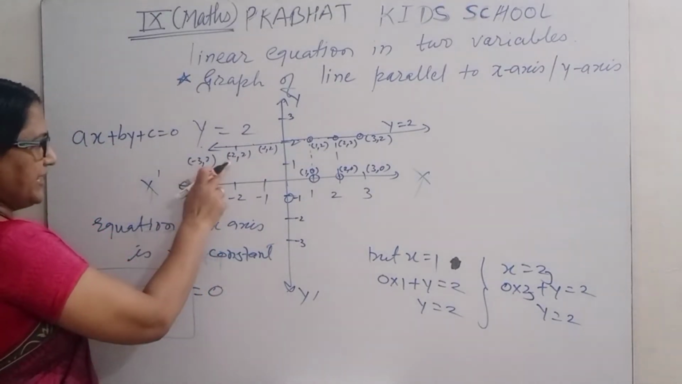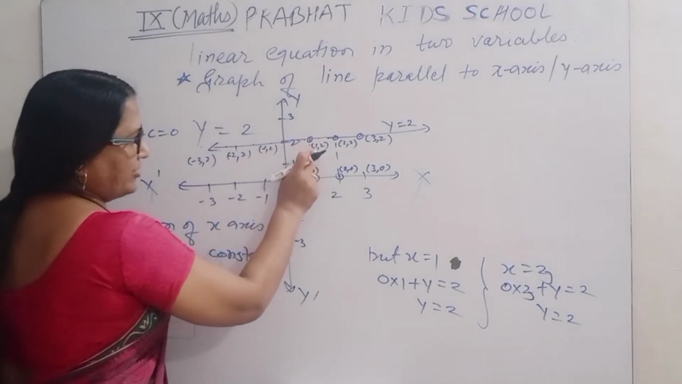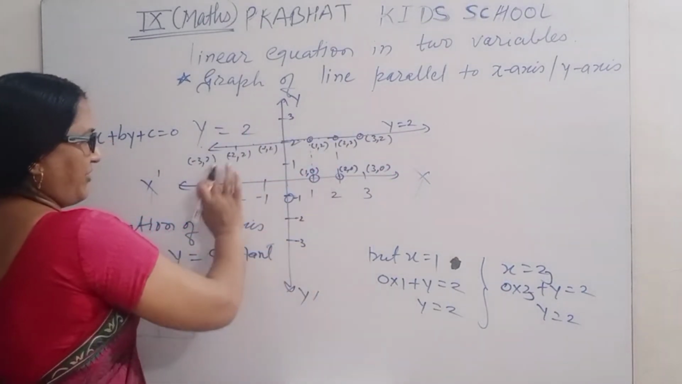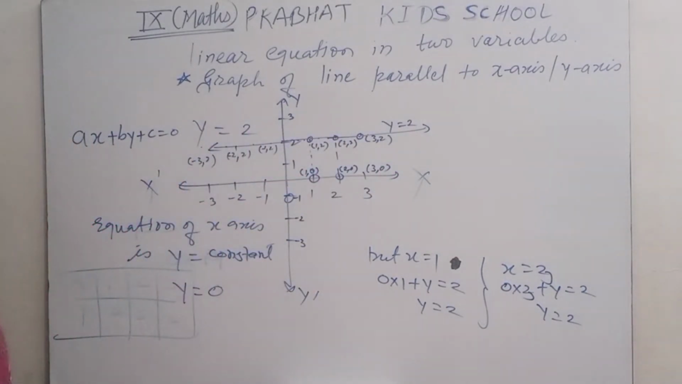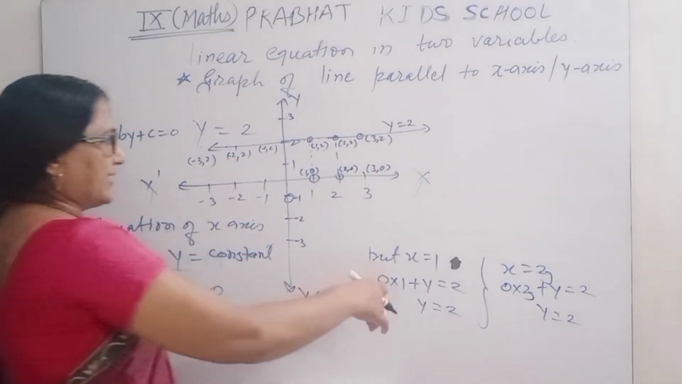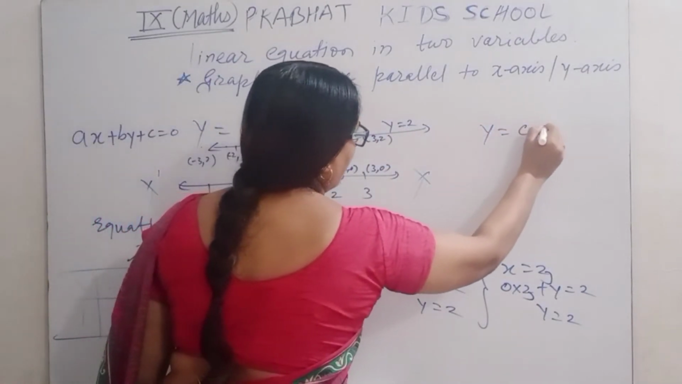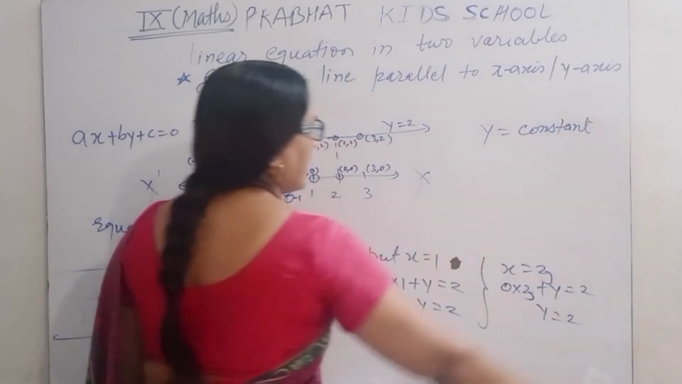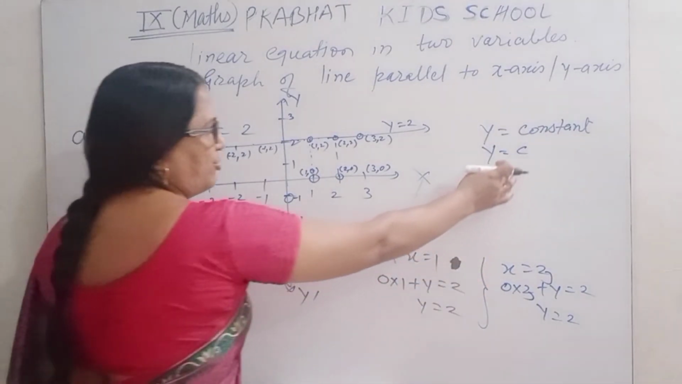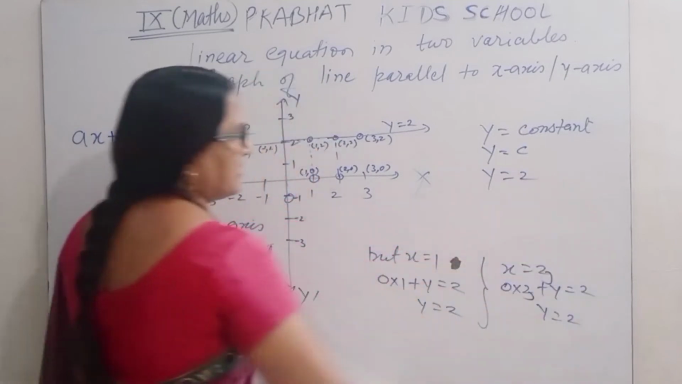It means the x coordinate is different: here is -3, -2, -1, 0, then (1, 2), (2, 2) and (3, 2). Every time the value of the x coordinate is different, but the y coordinate, the ordinate, is constant. That is why the equation of that line is y is equal to constant. In short, we can write y is equal to c. c is the notation for constant. And what is constant here? It is 2. Isn't it?